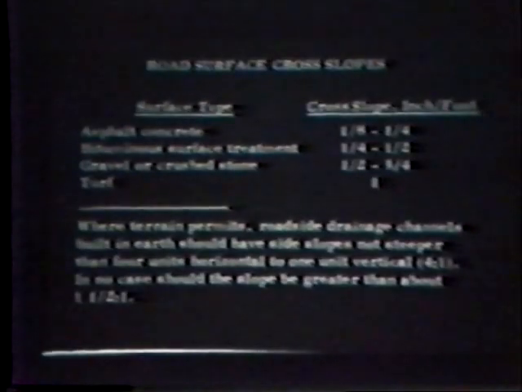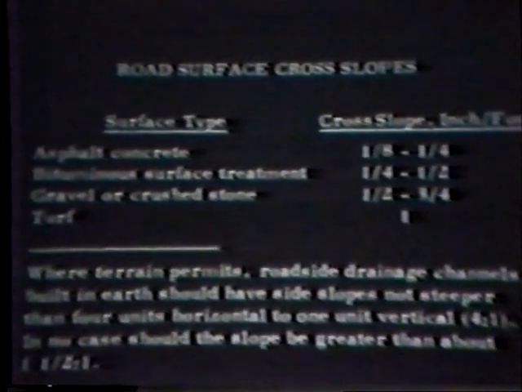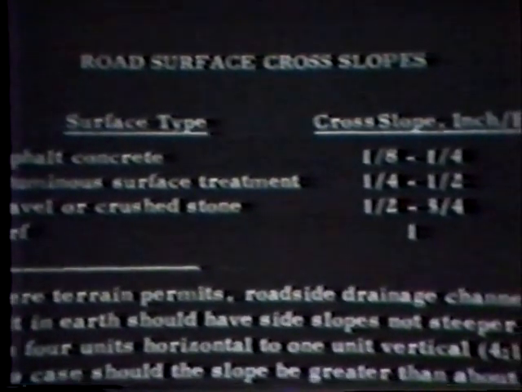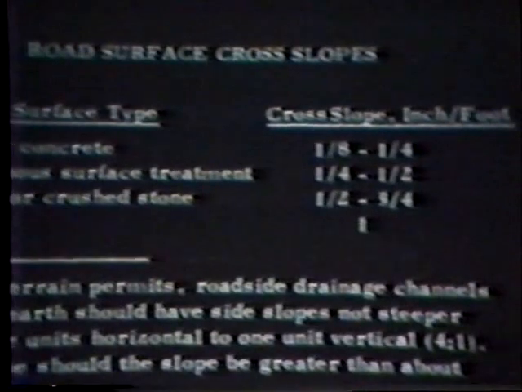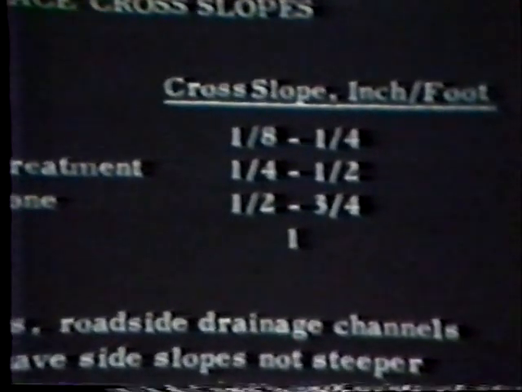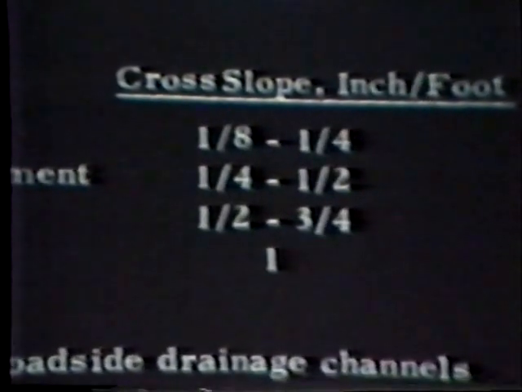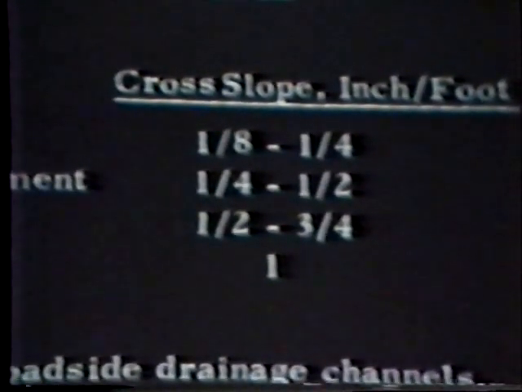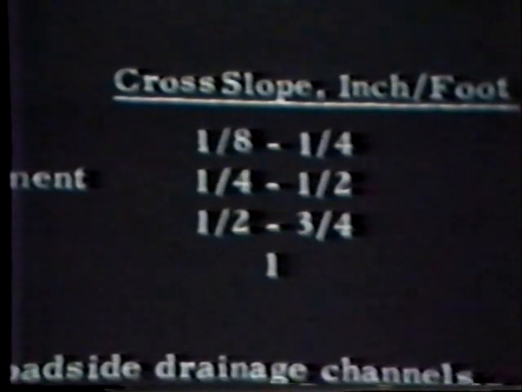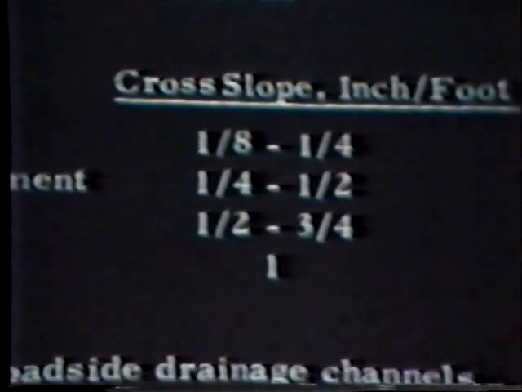And in terms of road surface, how much cross-section and slope you need is a function of what it's paved with. But typically, we need 1/8 to 1/4 of an inch per foot for asphalt concrete. Gravel would need quite a bit more, anywhere from 1/2 to 3/4 of an inch per foot. And turf shoulders, for example, need to be sloped quite a bit in order to get good drainage.